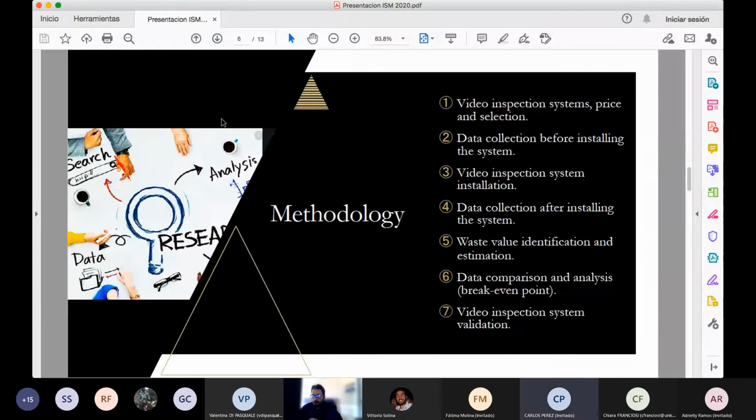For the methodology, we will follow 7 steps. The first one is about the video inspection system, price and selection. The second is the data collection before installing the system. The third is the video inspection system installation. The number 4 is the data collection after installing the system. The number 5 is about the waste value identification and estimation. The number 6 is the data comparison between the price of the system and the value of the waste to obtain the break-even point, for finally, in the number 7, the video inspection system validation.